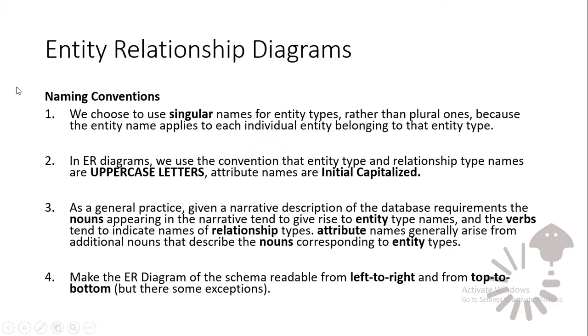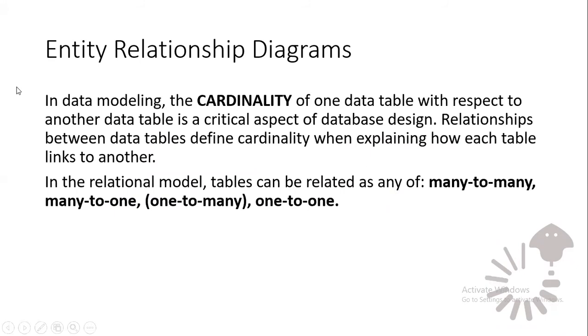Entity relationship diagrams in data modeling: the cardinality of one data table with respect to another data table is a critical aspect of database design. Relationship between data tables defines cardinality when explaining how each table links to another. In the relationship model, we can define the relationship between one entity to another entity as many to many, many to one, one to many, or one to one.